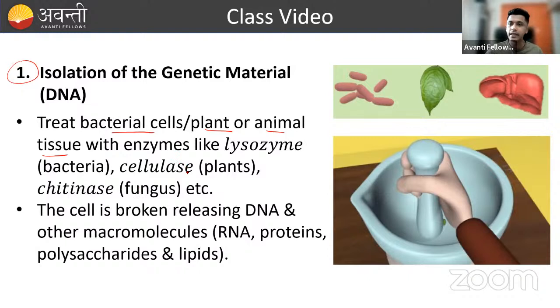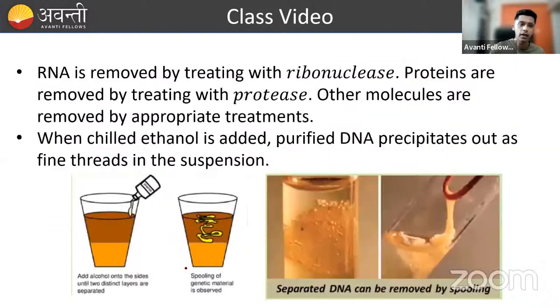That is why they are treated with lytic enzymes. These enzymes can be proteases, amylases, carbohydrases, and RNases. For example, in plant cells we can also use cellulase, or chitinase in fungi. This will lead to enzymatic breakdown of the cells. After the enzymatic breakdown of the cell is accomplished, the DNA and other macromolecules like RNA and proteins are released. These macromolecules are again treated with digestive enzymes.